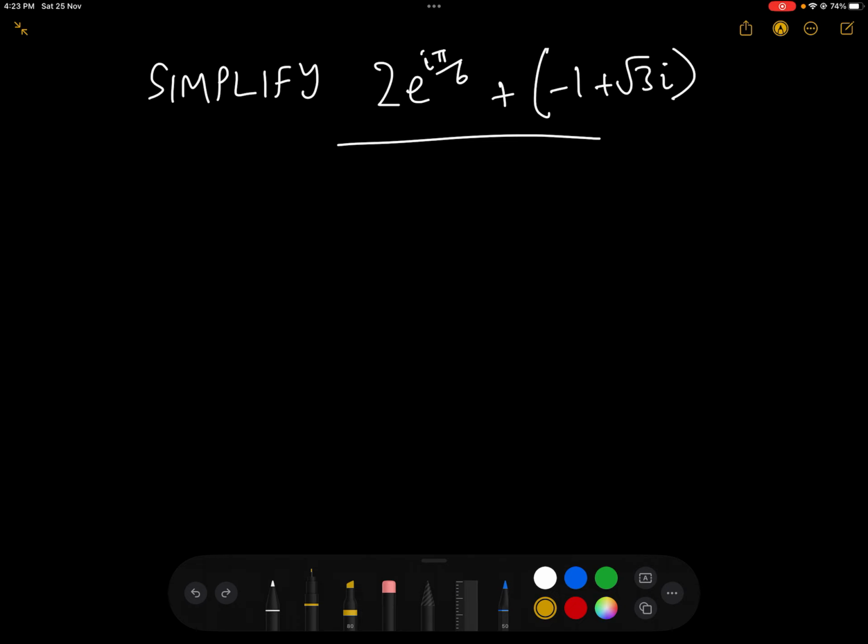This is a really interesting pre-university exam question. Simplify 2e to the i pi over 6 plus minus 1 add root 3i. Now normally when you are adding complex numbers, it's much preferable to have both numbers in the general form rather than in the exponential or the polar form. Here we have one in the polar, one in the general.